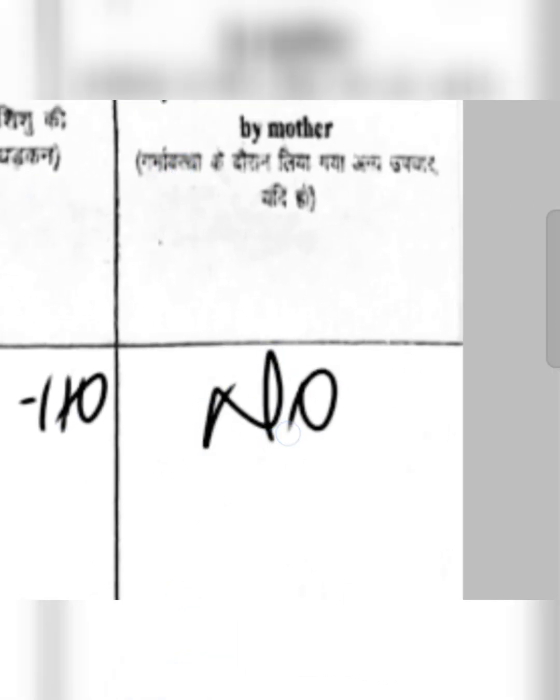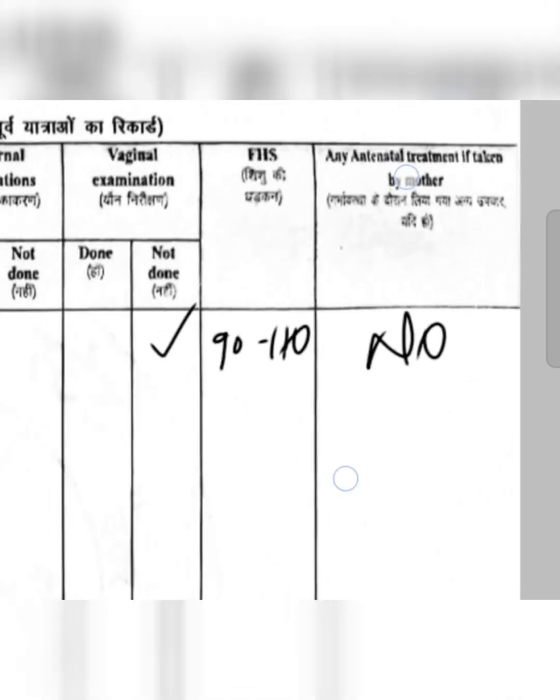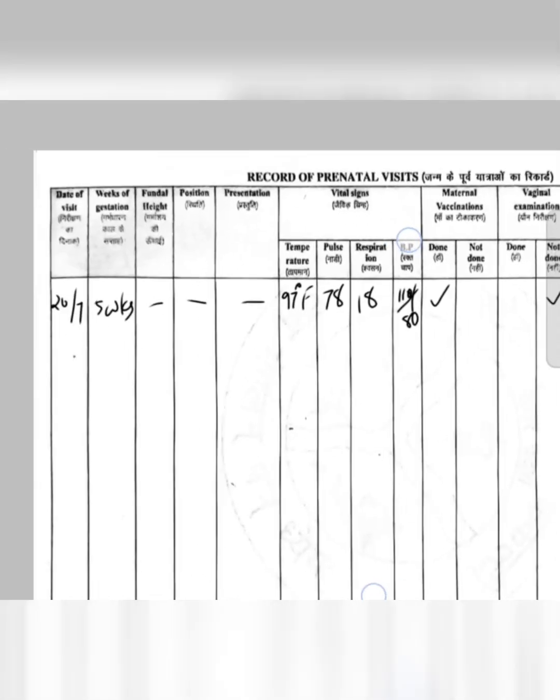We didn't do any other vaginal examinations, and the fetal heart rate is normally, at the 5th week of gestation, 90 to 110 beats per minute. And next one is any antenatal treatment taken by the mother. No, nothing is here.